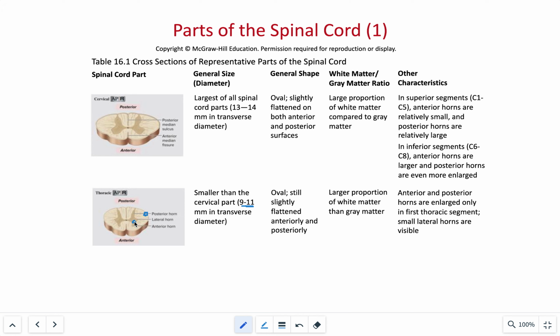And this is the first time that we start to see the horns, where we see the posterior horn of the gray matter, the anterior horn, and the lateral horn. In the first thoracic, T1, this is where we start to see the beginning of the distribution of the horns.